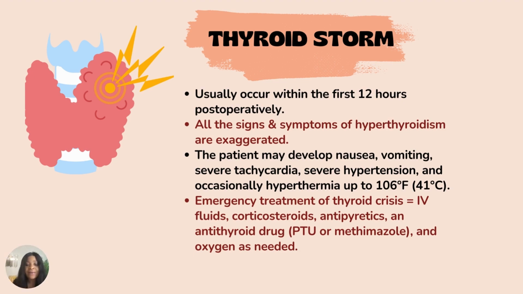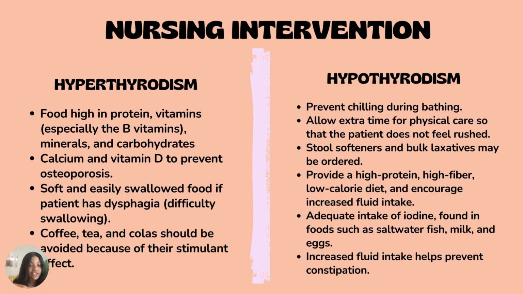hyperthyroidism. To round this up, we're going to look at some nursing interventions for both cases. So for hyperthyroidism, you want to make sure this patient is eating well. All right. They need foods that are high in protein, vitamins, especially your B vitamins, minerals, carbs, because they're so hyper, their metabolism is so high. So they're not losing weight back to back. You want to make sure that they stay on top of their food intake.